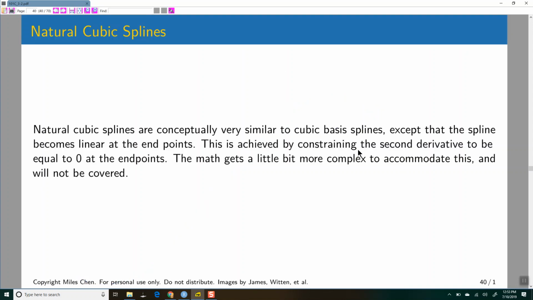The natural cubic spline is a little bit similar, but they add some constraints to make sure that the endpoints become linear. The math gets messy, and I don't really remember how it's done.